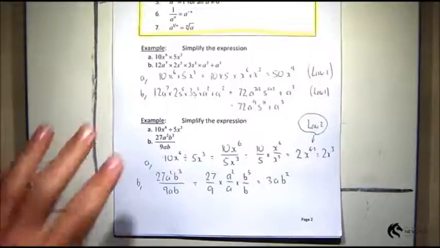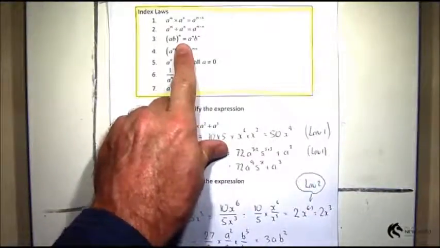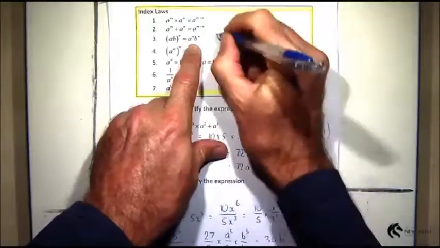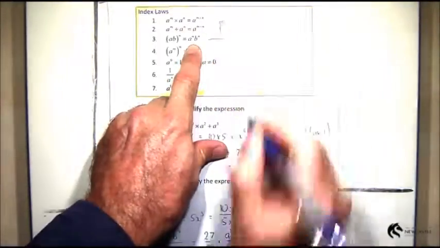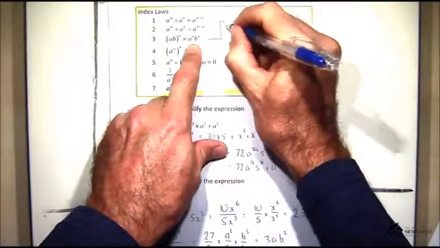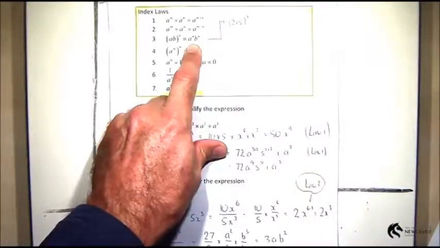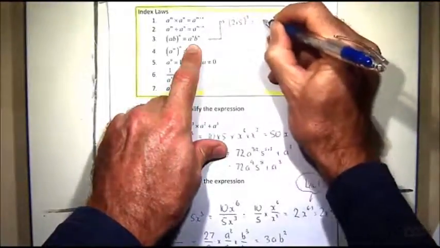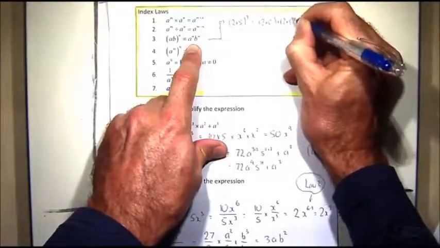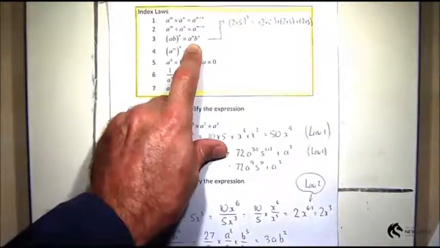Let me just slide back up and look at law 3 here for a bit. This one says A times B to the n is A to the n, B to the n. And let me just try to convince you that that seems reasonable. Imagine I had something like, so here as an example, 2 times 5 cubed. I know that that is 2 times 5 times 2 times 5 times 2 times 5. Right, that's 2 times 5 all cubed.